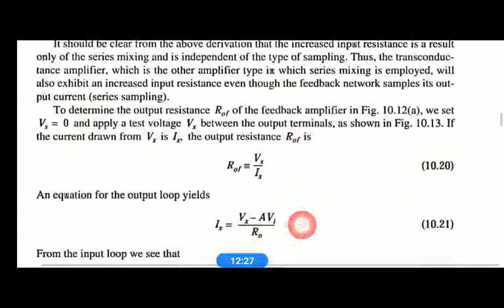Similarly, if you derive the output resistance, see here, you need not read all the points. Concentrate on the equations and diagrams in this class. I am not reading each and every sentence here; I am only explaining the important points which are to be read. Those points you need to note down in your notebook.